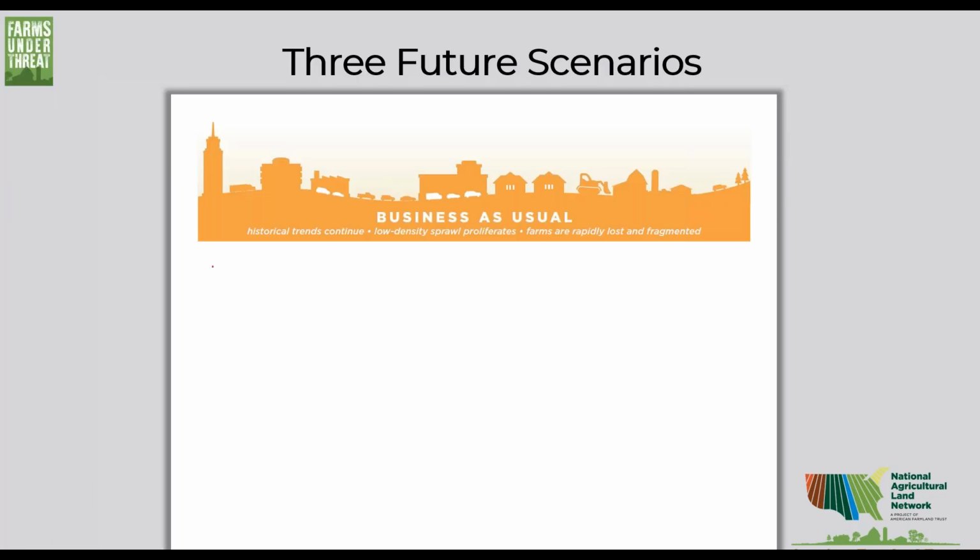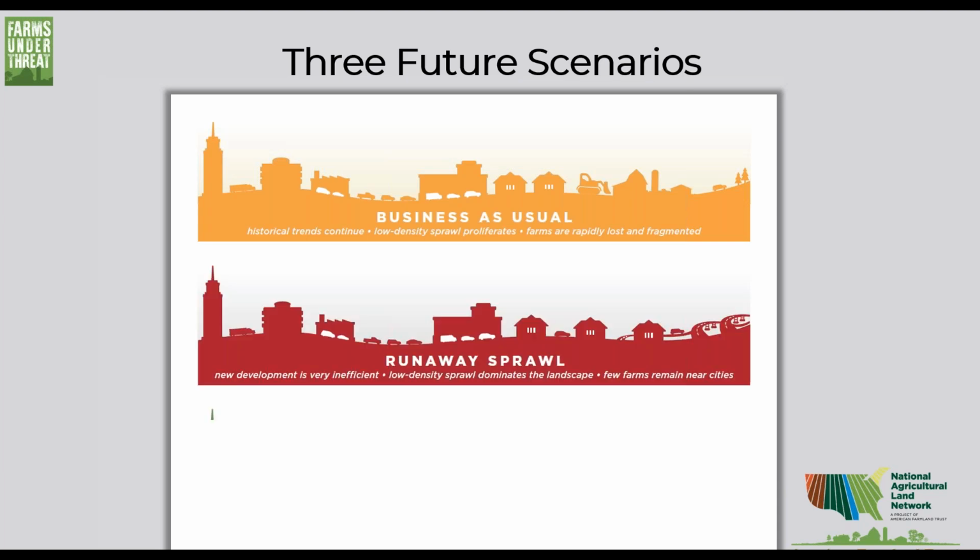So here are the three scenarios that we modeled. First, business as usual, again, taking that 2001 to 2016 data, making a straight line projection out to 2040. The second is what we call runaway sprawl. This envisions a scenario where sprawl actually gets worse, driven by high housing costs in more urban areas and more remote work opportunities, which may only be improved as rural broadband expands. Some parts of the country may already be on this trajectory.